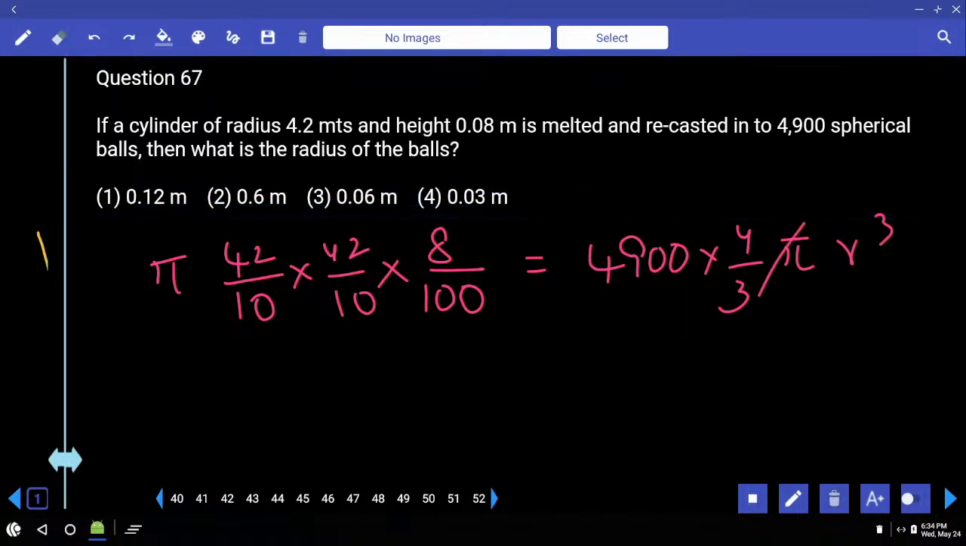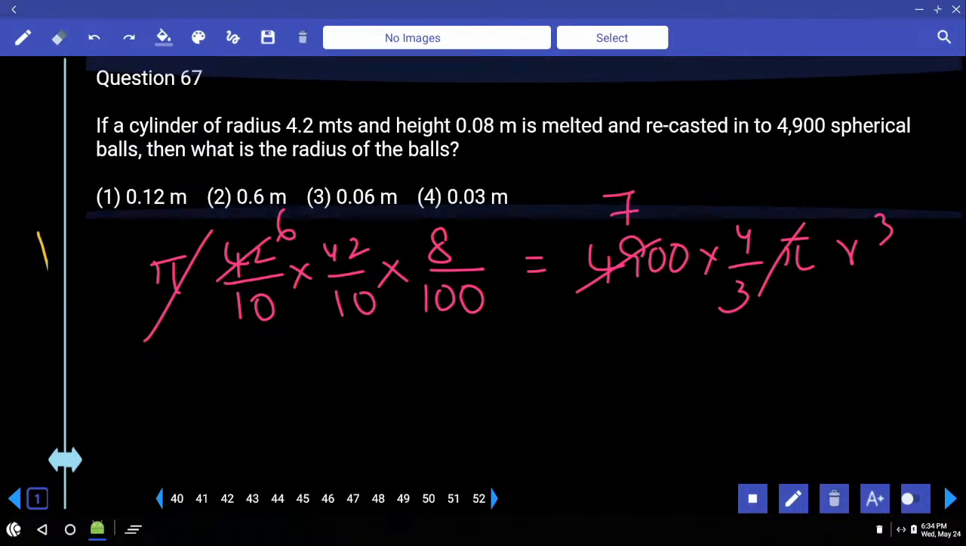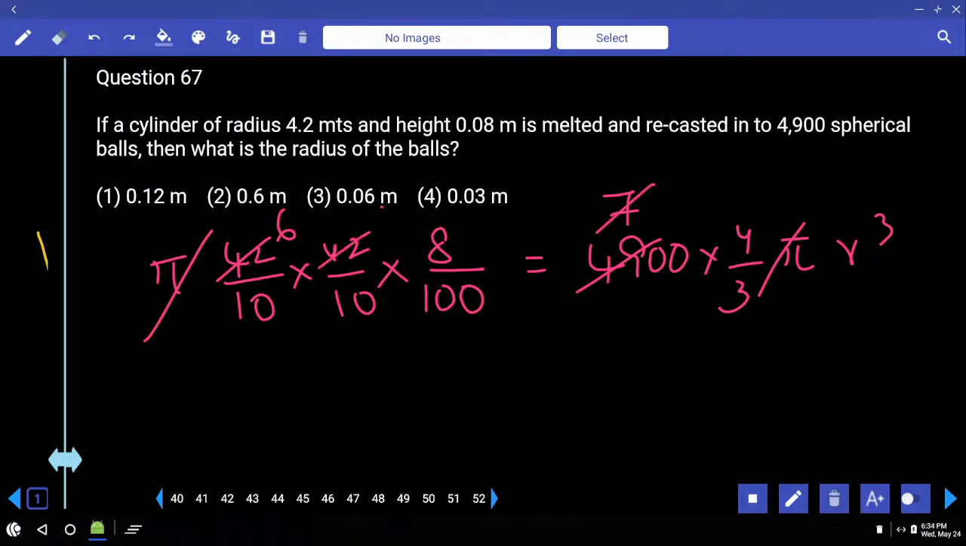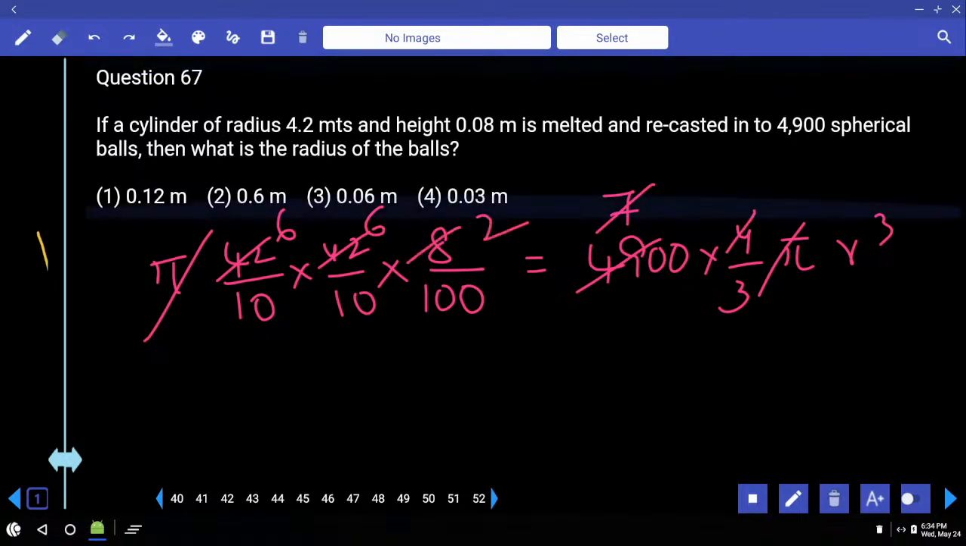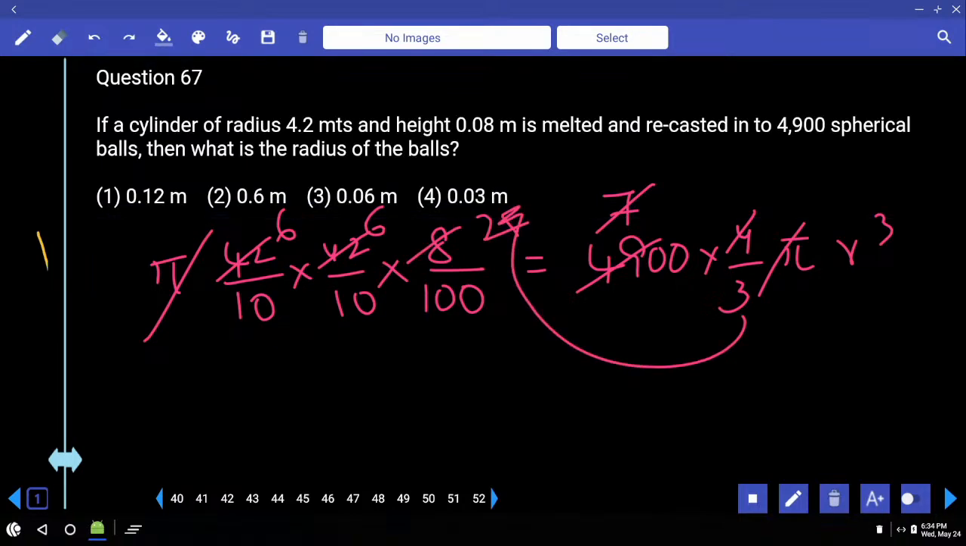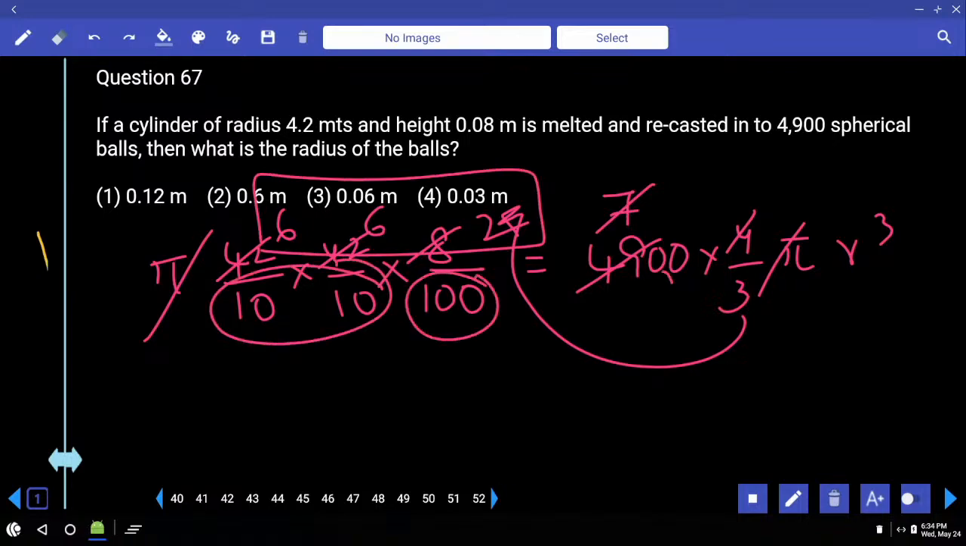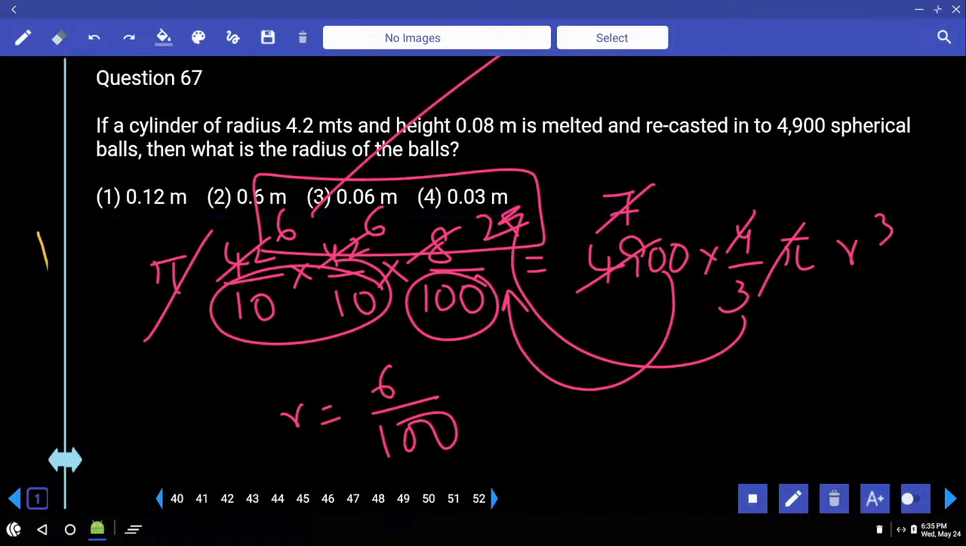Here pi and pi are cancelled. 7 cancels 7 times, 7 cancels 6 times. This 4 cancels 2 times. 2 3s are 6. Then it will become 6 cube. This is 100. This is 100. This 100 comes here. 100 cube. 6 cube by 100 cube. So obviously r is equal to 6 by 100, nothing but 0.06.